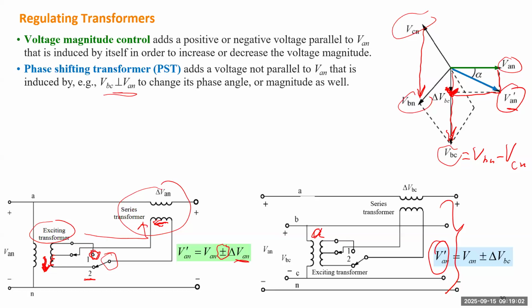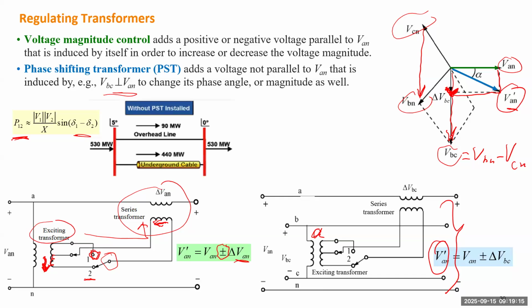So why do we want to change the alpha? Because based on this formula, real power flow depends on the angle difference. So if you change the angle difference, that will change the real power flow. This picture gives you one example from a real system.